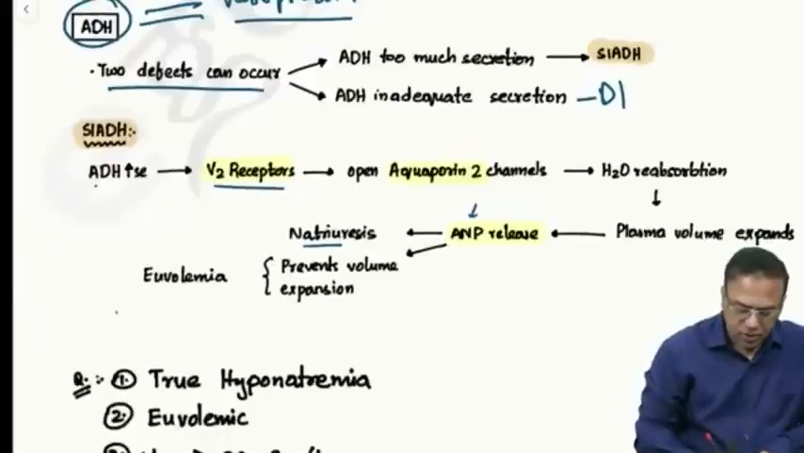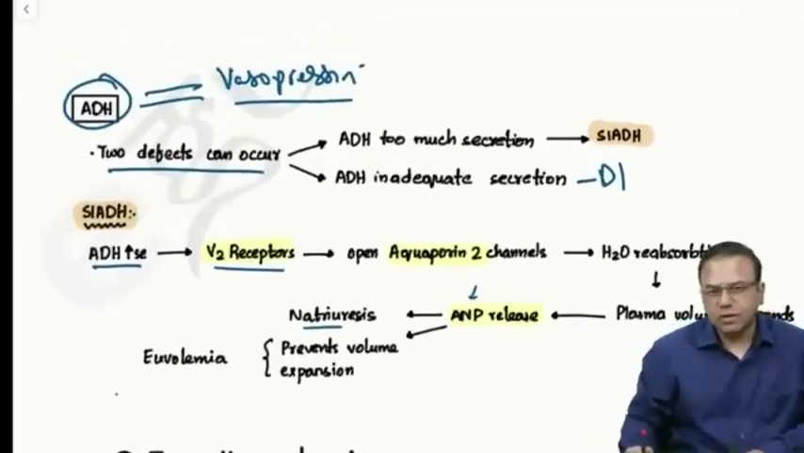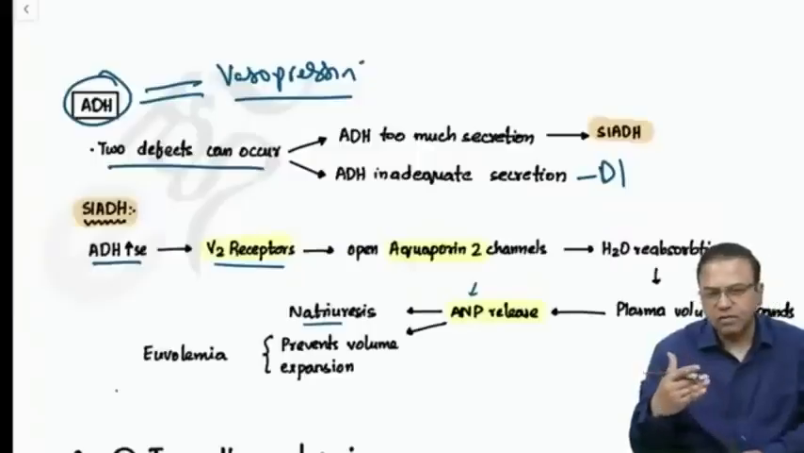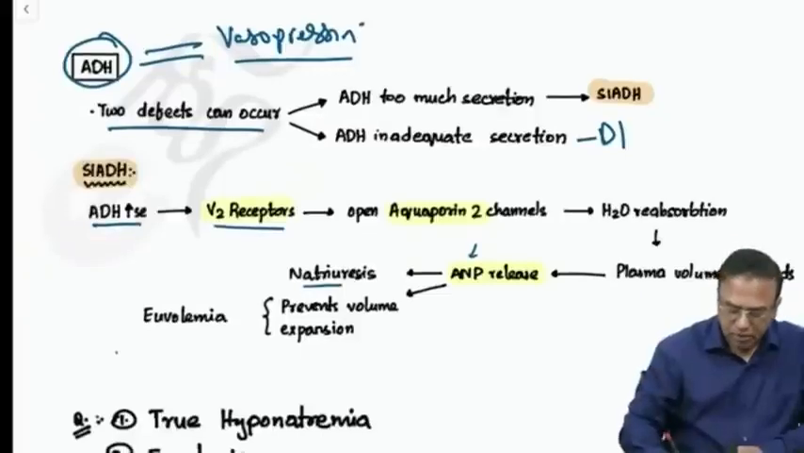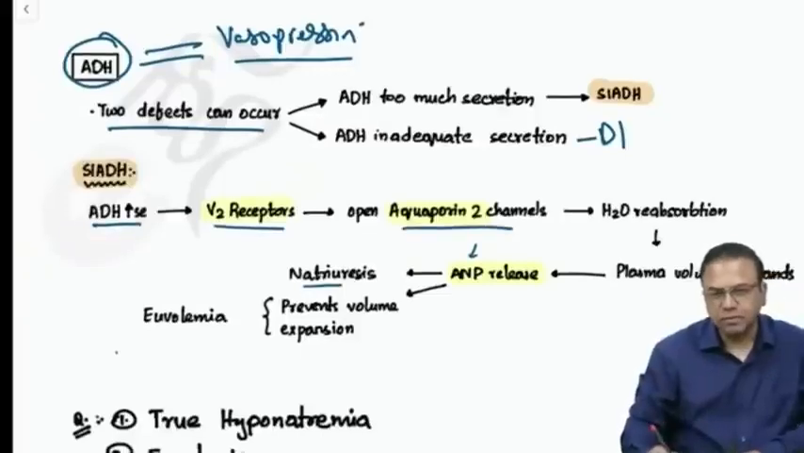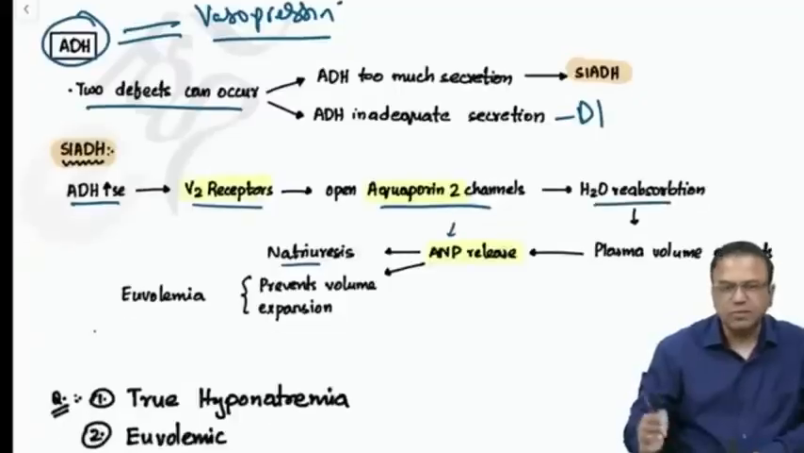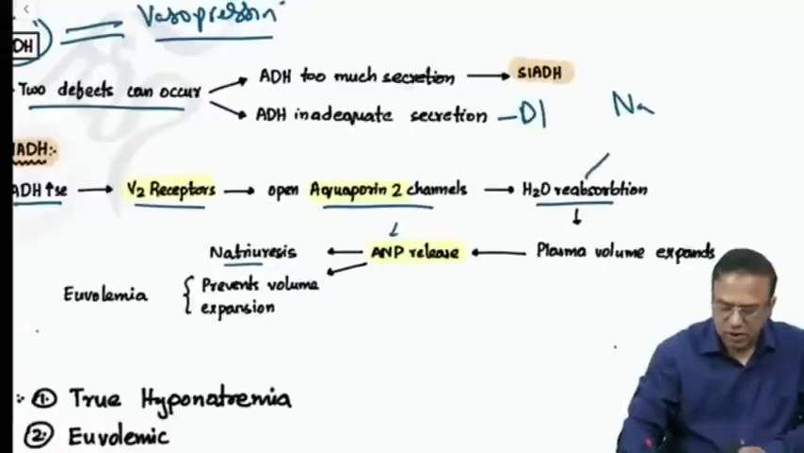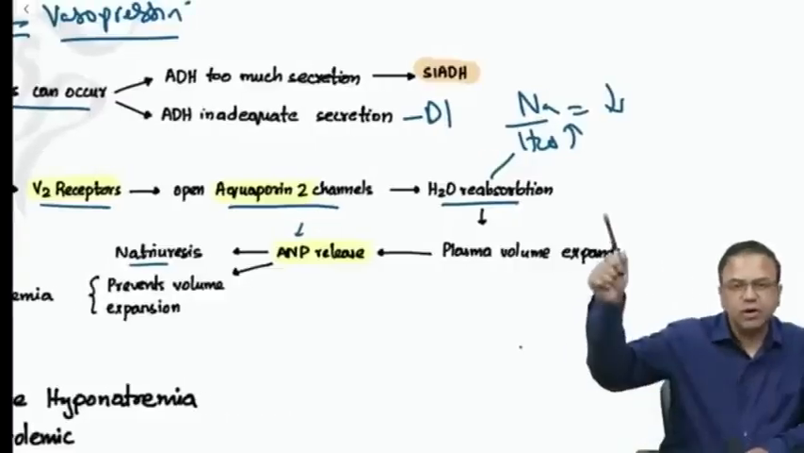If you look at SIADH, ADH is increased. It's going to act on the V2 receptors. You know that antidiuretic hormone acts on V1, V2 and V3. V1 is present in the blood vessels, V2 is present in the kidney. By acting on the V2 receptors, it inserts aquaporin 2 channels, which cause the reabsorption of water, and as water reabsorbs, it will start diluting the serum sodium. So one of the main things that you see in this condition is hyponatremia.